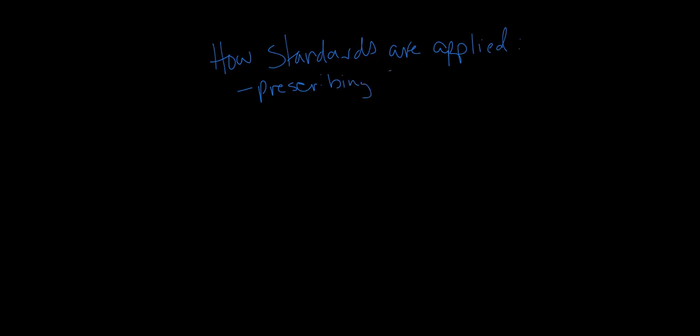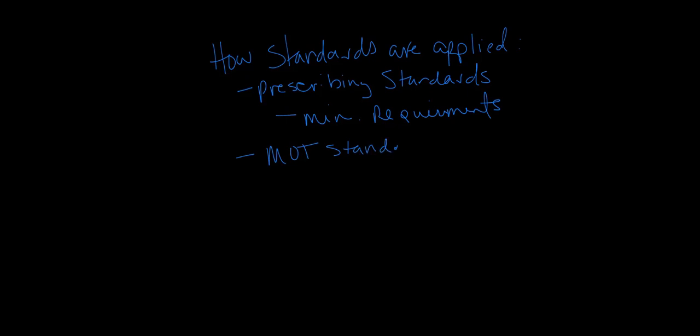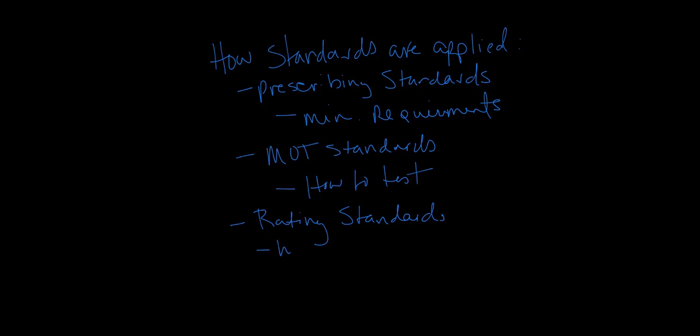All these standards are applied in different ways. First, the prescribing standards tell the engineer what the minimum requirements for different applications are. Then the method of testing standards tells the manufacturer how to test products. And then the rating standards tell the manufacturers how to present the data in a consistent format so the engineers can make the best selections based on true and real information.